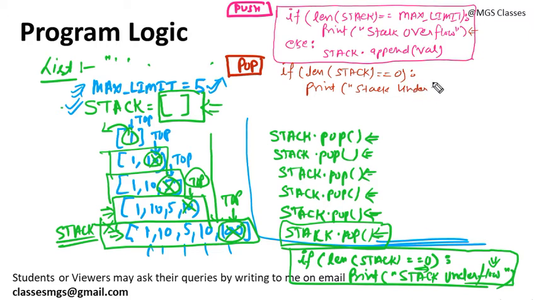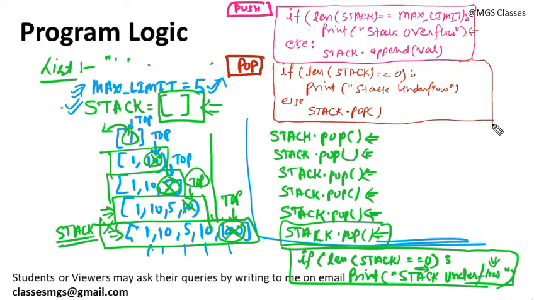Stack underflow means stack doesn't have any element to delete. Otherwise what we are going to do, we are going to keep on popping from the stack as much as user wants. So this is the implementation of the pop operation using list. So these are the two implementations we have done. Now if you want to print the top element, how can you print the top element? I am going to show you the code.